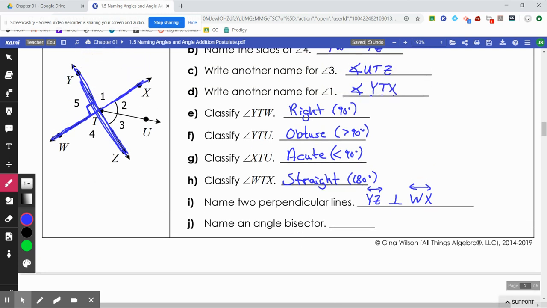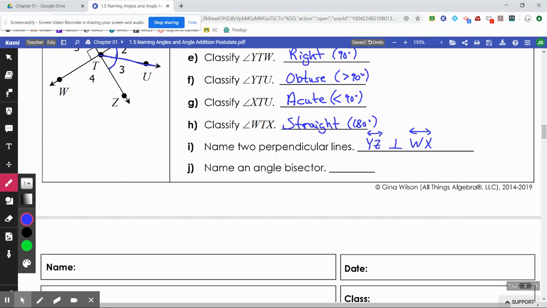Name an angle bisector. Okay, in order to be an angle bisector, you have to cut the angle into two congruent pieces. Since this is congruent to this, then this must have bisected that angle. So your angle bisector there is TU, and TU is a ray.